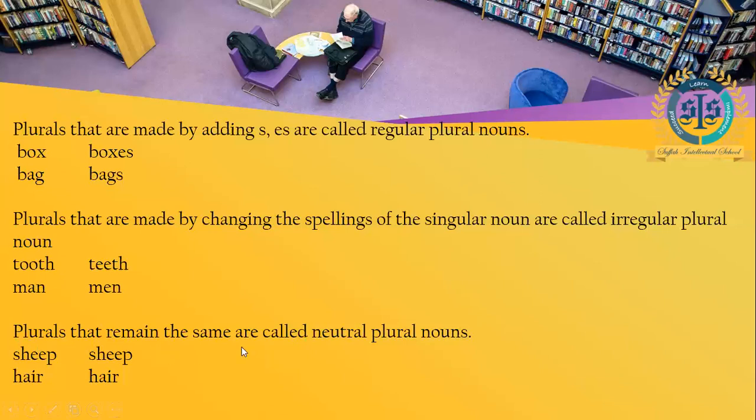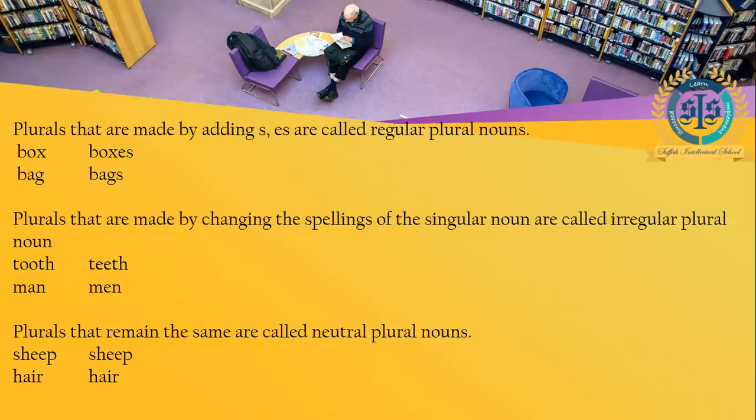Then we have plurals that remain the same, which are called neutral plural nouns. Sheep remains sheep, hair remains hair. The plural form of hair is also hair. We don't say hairs, it is wrong. And no sheeps. Then there's another word, fish. It remains fish in the plural form. So there are some words which remain the same in the plural as they are in the singular. These are the general definitions of regular, irregular, and neutral plural nouns.